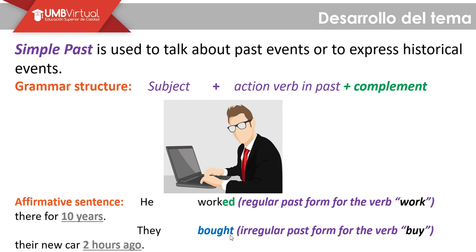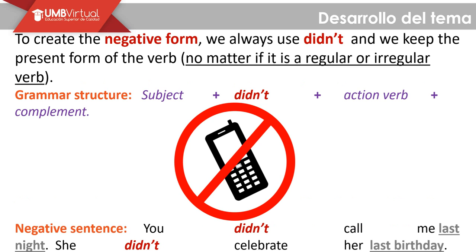That's very important that you start classifying the verbs into the two groups we have, in order not only to memorize them, but also to familiarize with them, when we can use them, what is the correct use of them. To create the negative form, we always use didn't, and we keep the present form of the verb no matter if it is a regular or irregular verb.